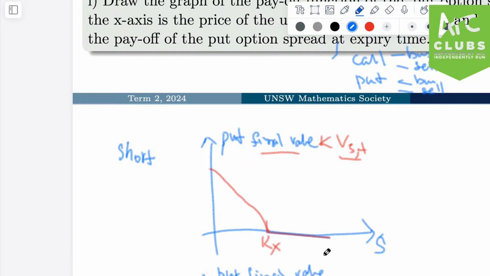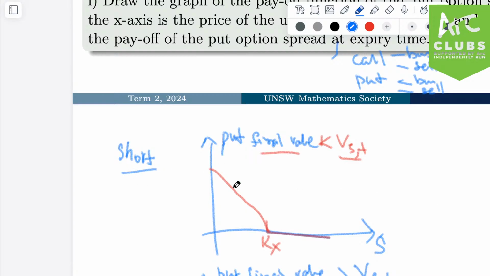And because I'm buying the option, I want to buy at a price that is lower than the actual final value, so that I'm buying at a lower price. So if our put value is actually larger than our buying price, then we are making a profit, right? So we are making a profit on the first half of our payoff diagram, and we are losing money on the second half.